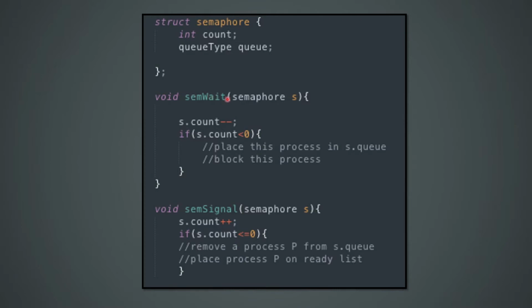So if we look at the semWait function, which again takes in a semaphore, this function is called before a process enters the critical region, and it checks to see whether or not the critical region can take in any more new processes.